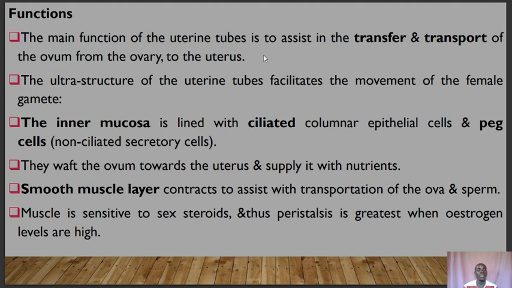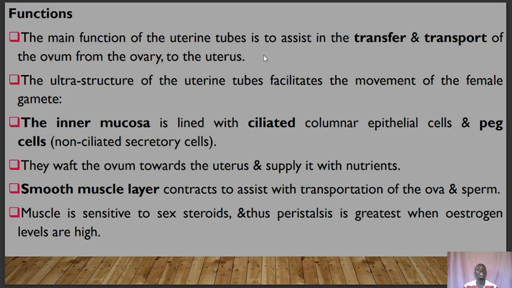You have the ultrastructure of the uterine tubes, which facilitates the movement of this female gamete. We have the inner mucosa, which is lined with ciliated columnar epithelial cells and peg cells. The peg cells are just non-ciliated secretory cells. So they waft this ovum towards the uterus and supply it with nutrients. The smooth muscle layer will contract to assist in the transportation of the ovum and the sperm.